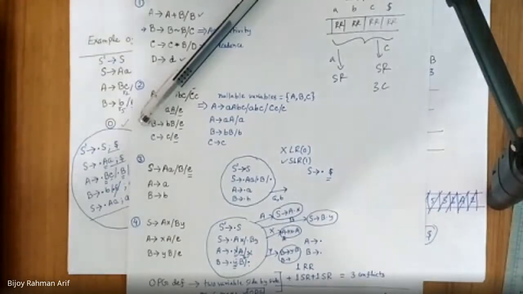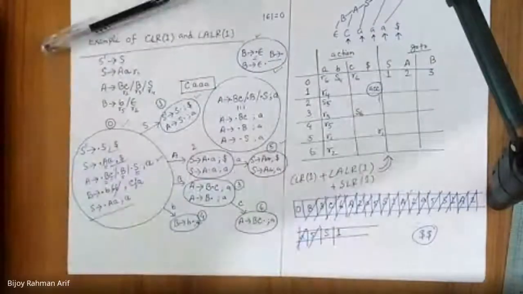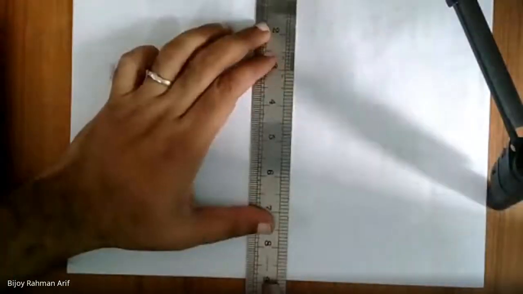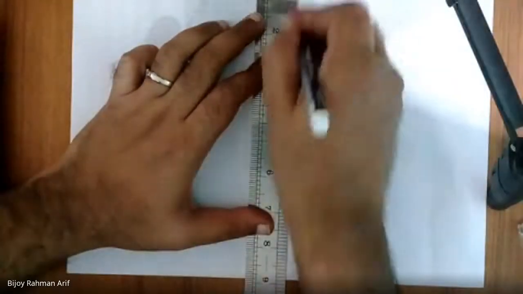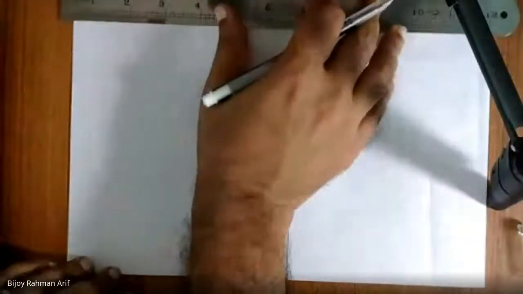Done? So let's start today's class. And please remember, yes, you are right, Fahmi. Before finding the conflict, draw the whole transition diagram, or at least you are pretty sure there will be no more conflicts. After that, you should draw the diagram.